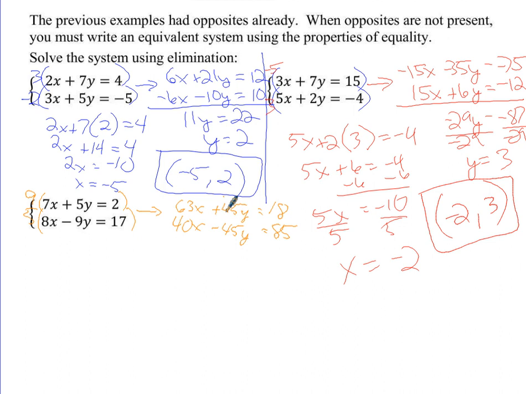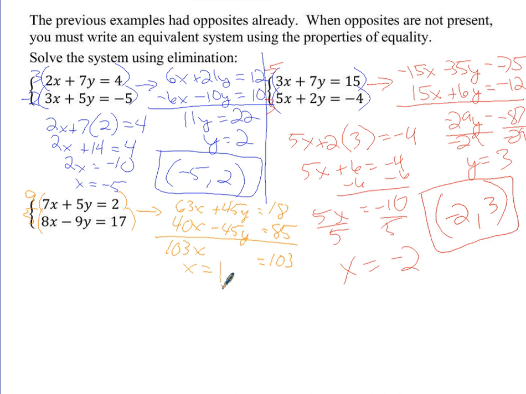We have opposites here now, so I'm going to draw my line and add. 63x plus 40x is 103x. The y terms disappear, the equal sign comes down, and 18 plus 85 is 103. Divide both sides by 103 and I get x equals 1.